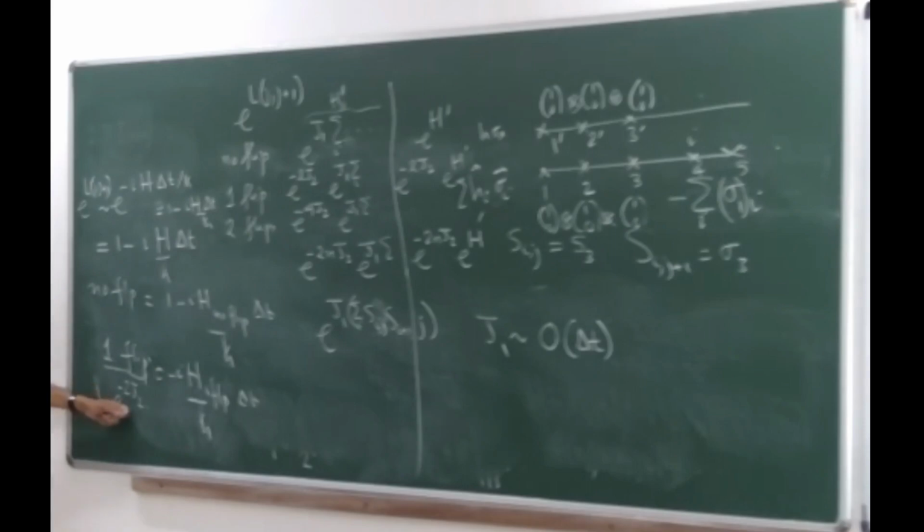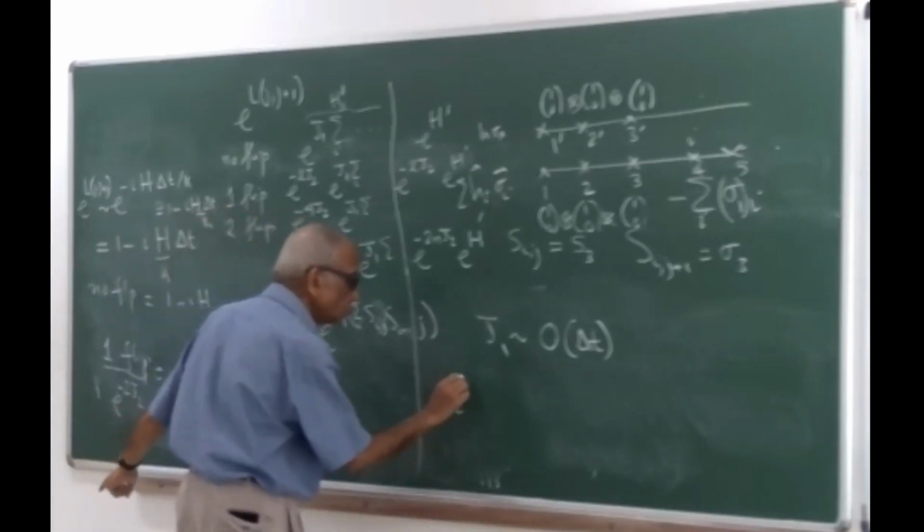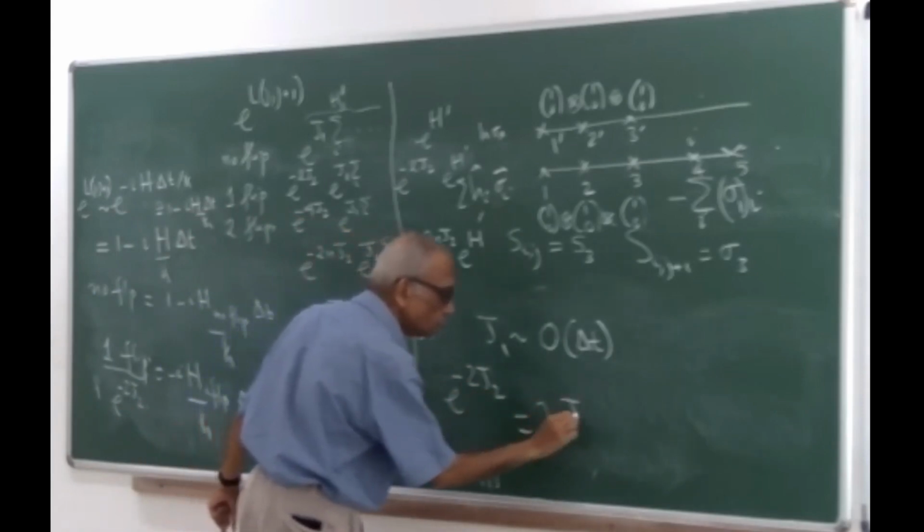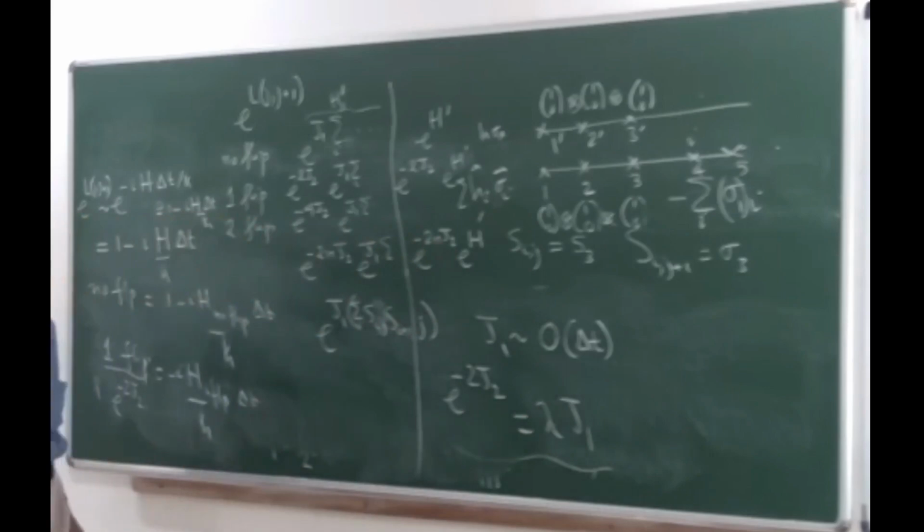So this is of order e to the power minus 2j2, and obviously, if I'm going to have the correspondence at this stage that this is H1 flip times delta T, then e to the power minus 2j2 is of order delta T. So e to the power minus 2j2 is going to be small, which means that this J1 e to the power minus 2j2 has to be some constant times J1. So that has to be the consistency.